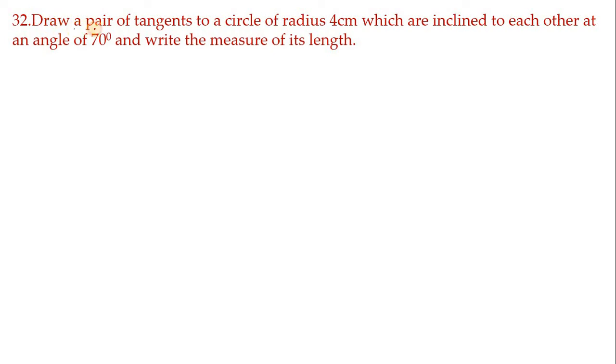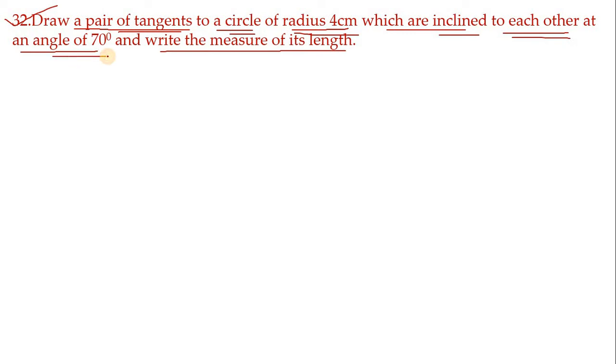Here, draw a pair of tangents to a circle of radius 4 centimeter, which are inclined to each other at an angle of 70 degree, and write the measure of its length. So this year definitely you will get such kind of the problem, children. Understand the problem. So here we have to draw pair of tangents to circle. So circle radius is 4 centimeter. Hence we have to draw first a circle of 4 centimeter. But what they are saying is here, which are inclined, which means the tangents are meeting each other at an angle of 70 degree.